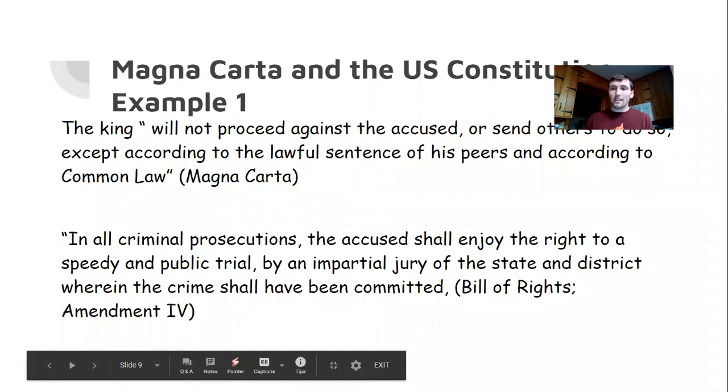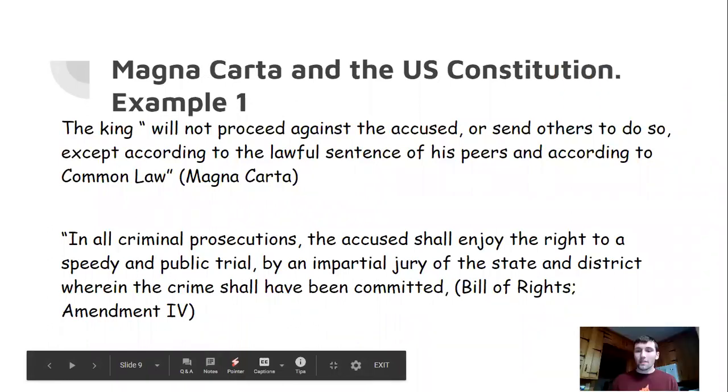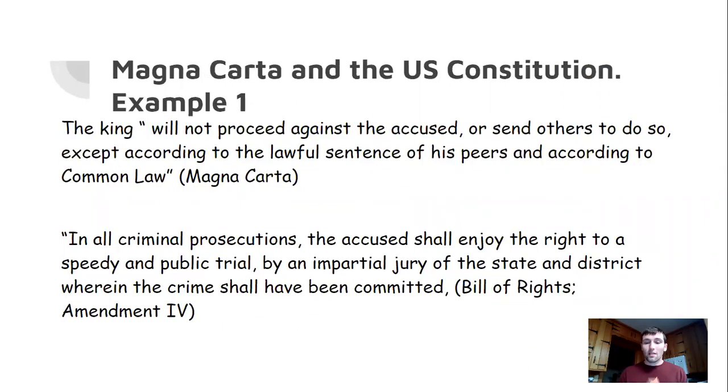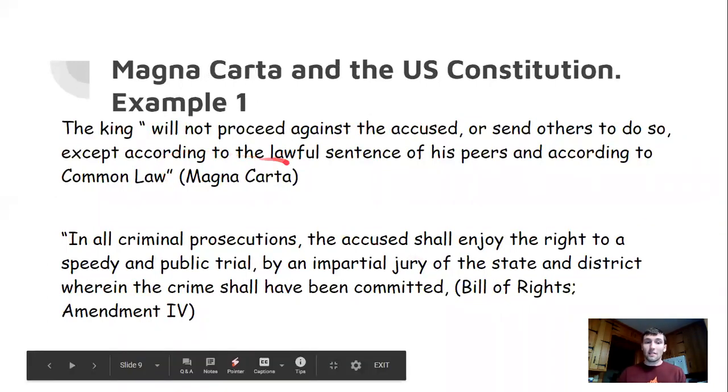The first idea, and this is how I set up all of them, is going to be from the Magna Carta. And I have that listed right here. And the second one is from our Constitution. And I put here specifically where I got it. So our Constitution piece is actually from the Bill of Rights here in Amendment 4. That's a Roman numeral for 4.